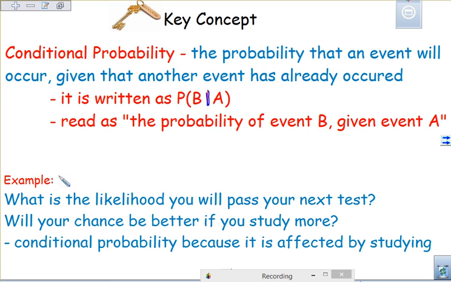So examples of this would be, what is the likelihood you will pass your next test? Which means you passed the first one, and now you have to pass the second one. Will your chance be better if you study more? This is conditional probability because it is affected by studying. So if you study more, will you pass your next test?